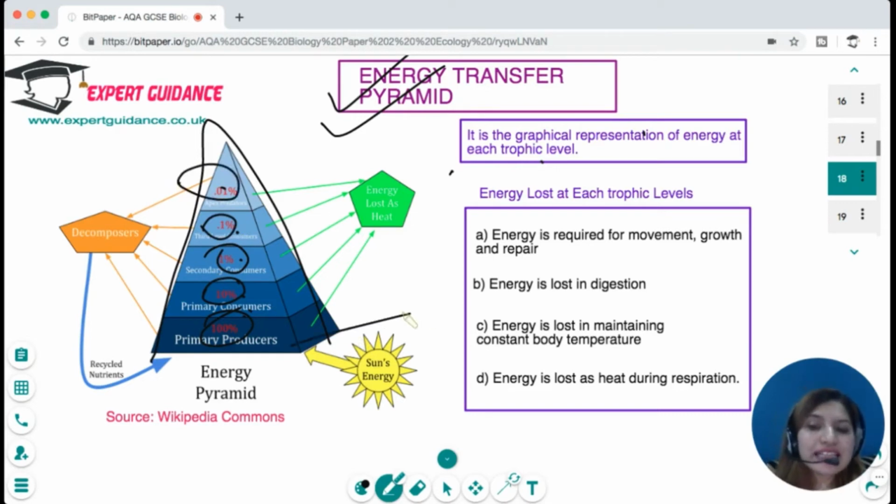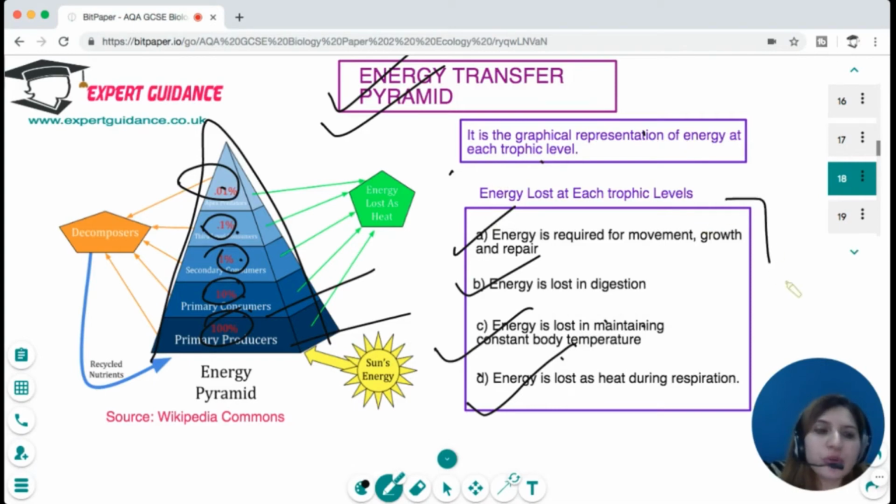Now at each stage, the trophic level is losing energy because it requires energy for movement, growth, and repair. Energy is required in digestion. It is required to digest very indigestible food. Energy is lost in maintaining a constant body temperature, and energy is also lost as heat during respiration.